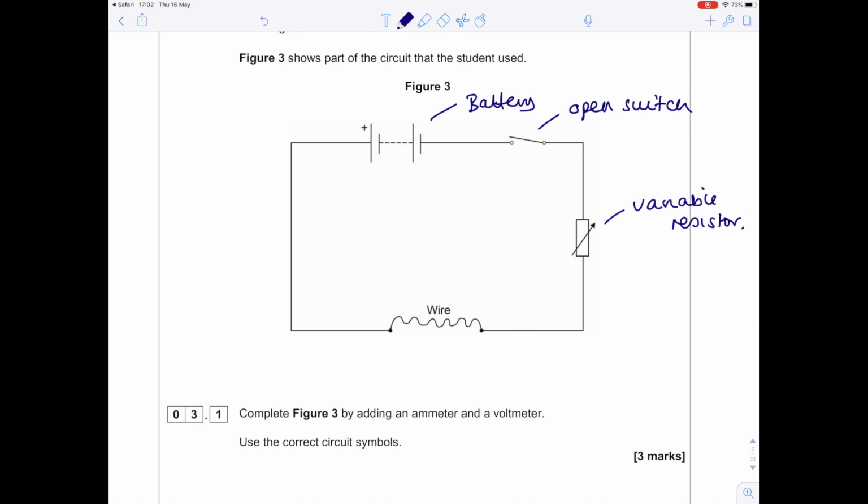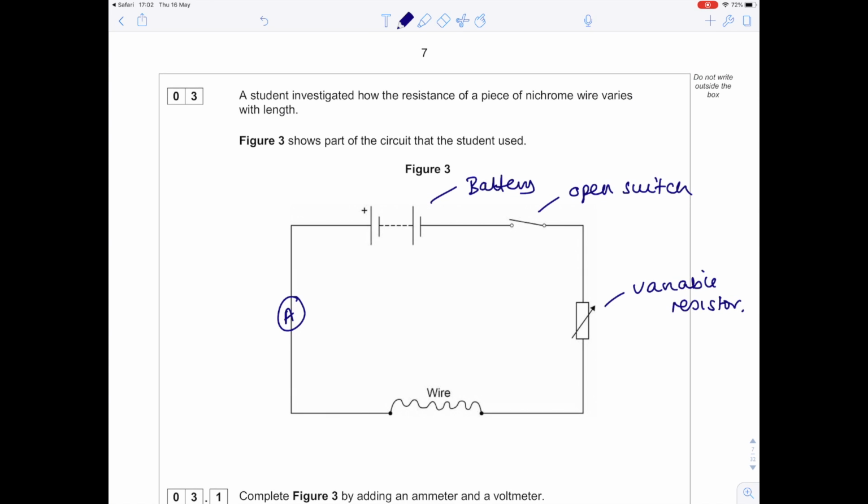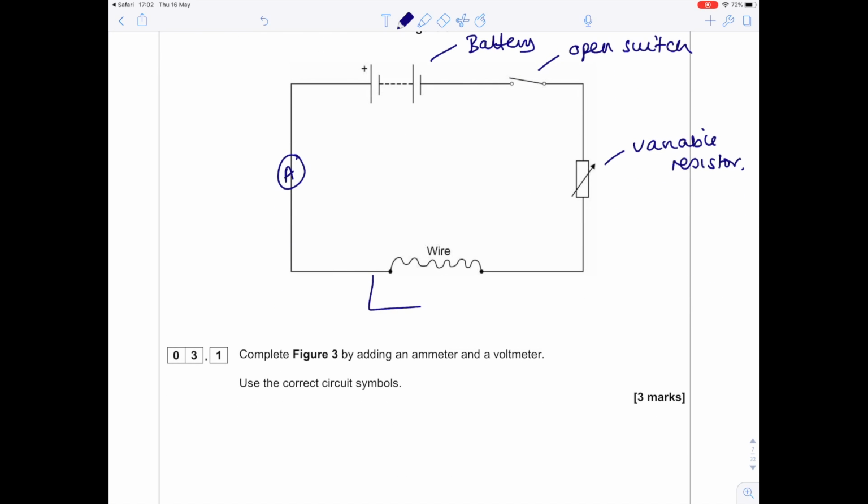So the ammeter is fairly straightforward because it goes in series anywhere in the circuit. So I'm just going to pop it here. Now the voltmeter must be added in parallel, and let's work out where it needs to go. So the student investigated how the resistance of a piece of nichrome wire varies with length. So it's really the wire we're interested in. So that's why it has to go in parallel down here.